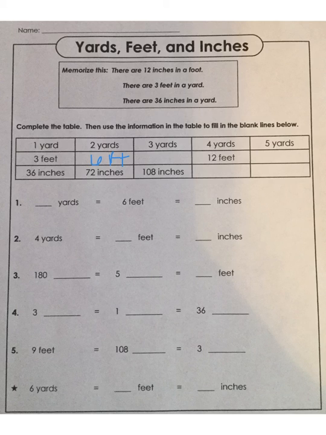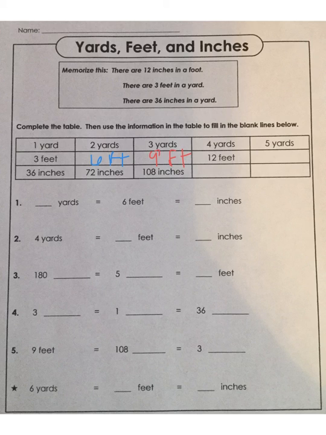Okay, now we can move on to 3 yards. So 3 yards is going to be equal to how many feet? Well, I have to multiply my original number of feet, which was 3, times 3 this time. Last time I did it times 2. This time I'm going to multiply times 3. So 3 times 3 equals 9 feet. There we go, 9 feet. Okay, and they gave me the number of inches again, which is multiplying 36 times 3, which is 108 inches.